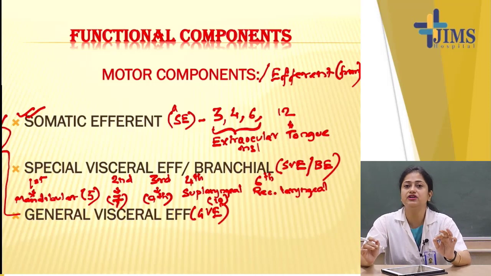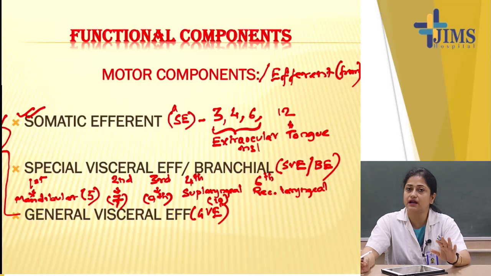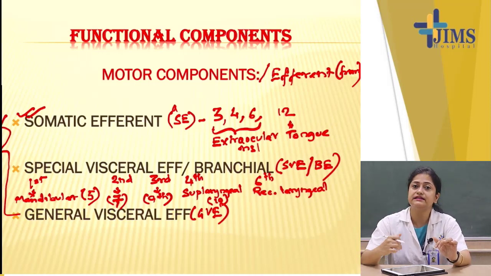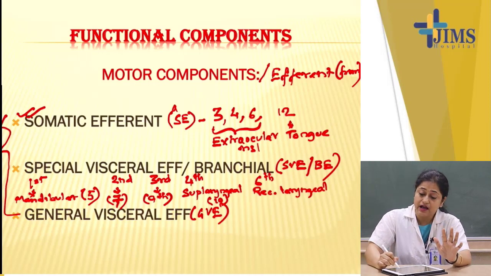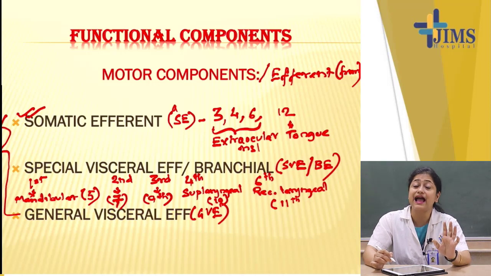This recurrent laryngeal nerve, which we will do when we do the vagus nerve, is a branch of the vagus nerve. But the fibers passing through this recurrent laryngeal nerve, which basically supplies the muscles of the larynx, are not coming from the vagus nerve. They are coming from the 11th nerve, that is the spinal accessory nerve.